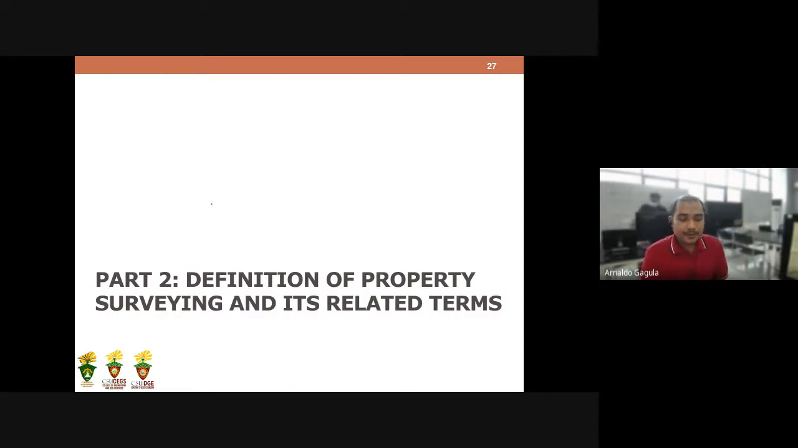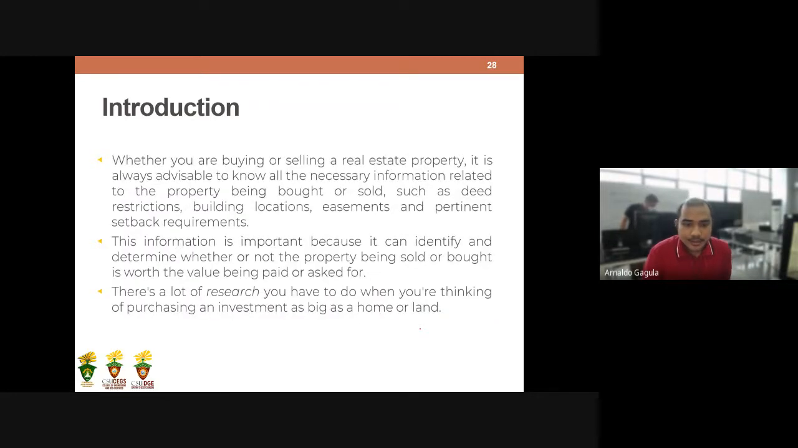So let's go to part 2 of this material, which is all about the definition of property surveying and its related terms. As per the introduction in part 2, we all know that if you buy land or sell a property, it is always advisable to know the necessary information related to the property.